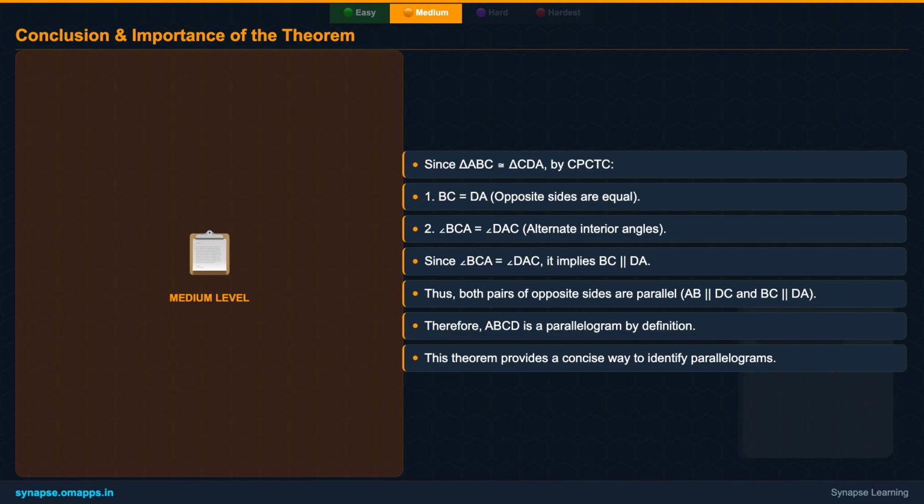With our triangles proven congruent, the conclusion is straightforward: through CPCTC, or corresponding parts of congruent triangles are congruent. This tells us 2 things. First, BC must be equal to DA, meaning the other pair of opposite sides are equal. Second, angle BCA must be equal to angle DAC. Since these are alternate interior angles formed by transversal AC intersecting lines BC and DA, their equality implies that BC is parallel to DA. So, we've shown both pairs of opposite sides are parallel, fulfilling the definition of a parallelogram. This theorem is crucial because it gives us a powerful and efficient way to identify parallelograms, simplifying many geometric problems.